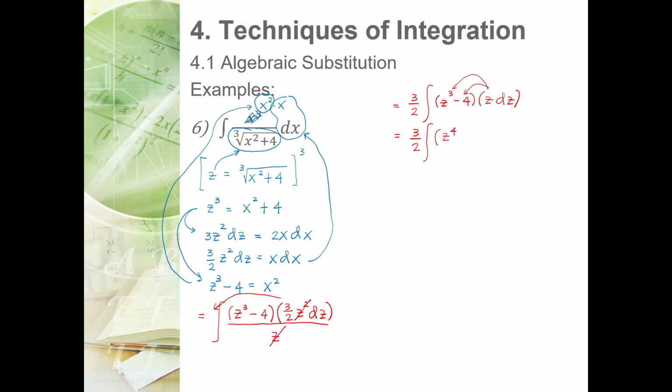So z to the fourth minus 4z dz. So I think we can now integrate each term. Again, don't forget to multiply with 3 halves with each integration process. So the first one is 3 halves times z to the fifth all over 5, minus 3 halves times 4 times z squared all over 2, plus c.